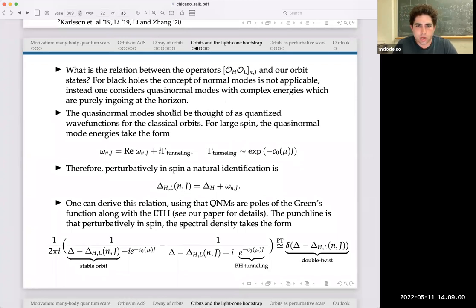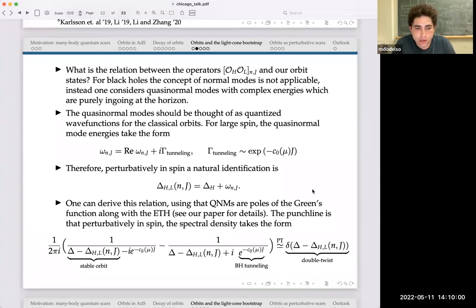So the quasi-normal modes, we should think of them as quantized wave functions for the classical orbits that I described earlier. For large spin, they take the following form. They have a real part, which is large, and then they have an imaginary part, which is exactly equal to this tunneling rate. So this is the thing that's non-perturbatively small in spin. So if we only work perturbatively in spin, it's natural to propose that the operator dimensions of the heavy light double twist operators is equal to delta heavy plus the quasi-normal mode energies, because the imaginary part is non-perturbative.